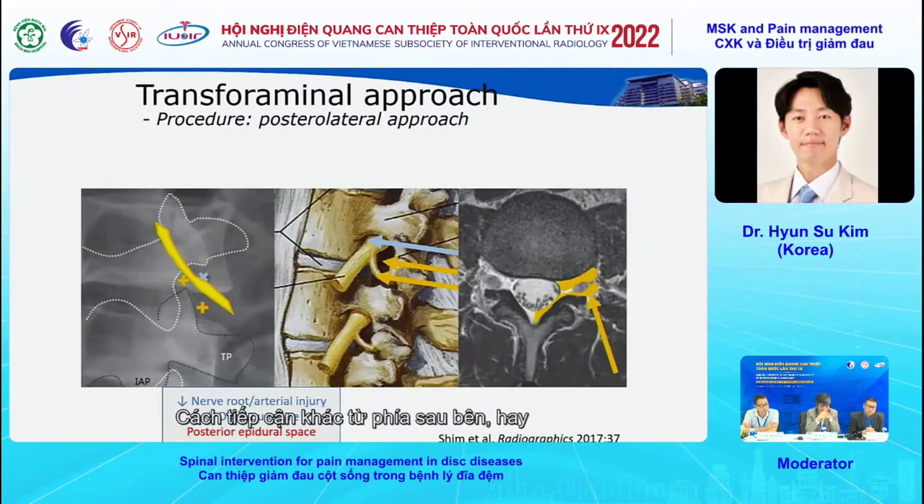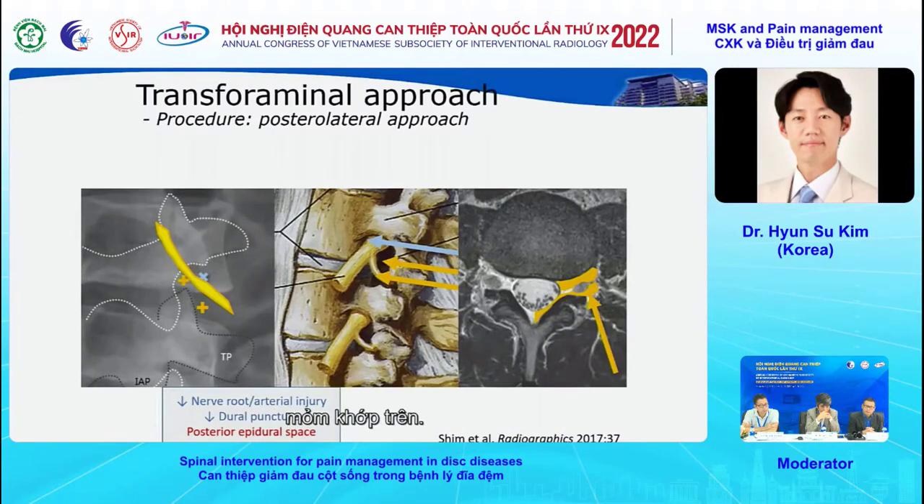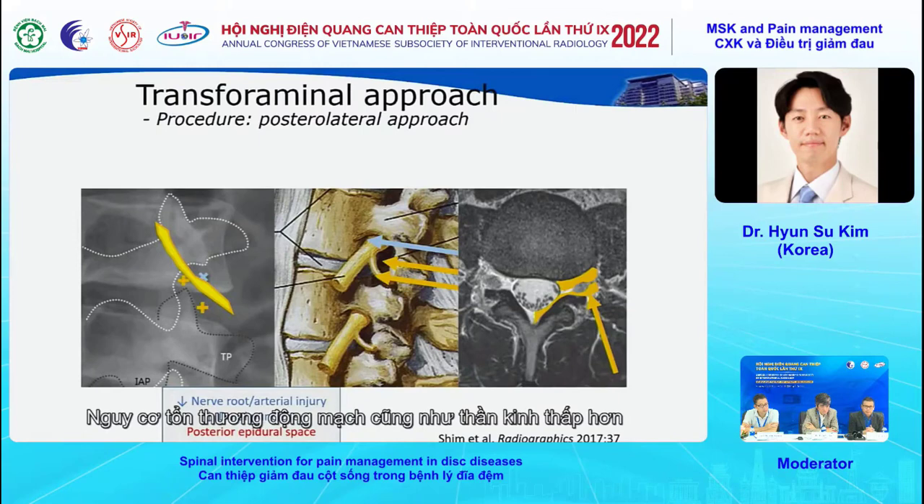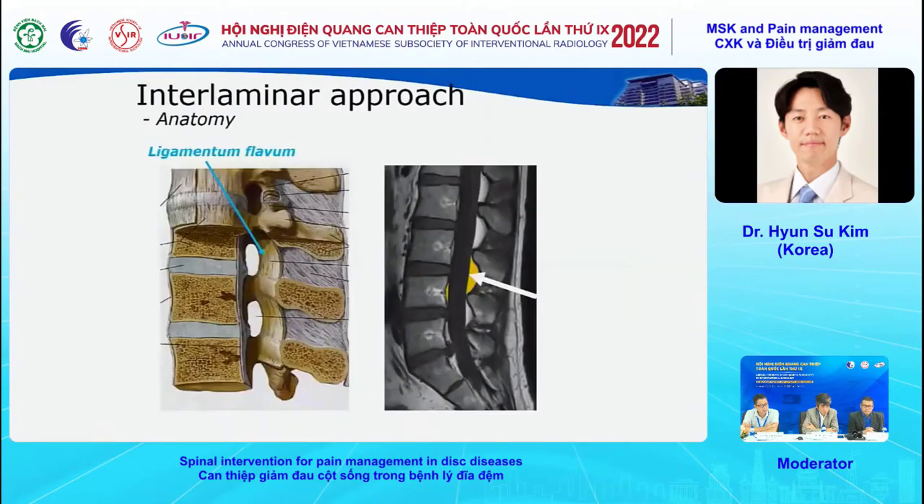Alternative approach called posterolateral or retroneural approach has been suggested. And in this approach, we target area close to pars interarticularis or superior articular process and place the needle tip posterior to the nerve root. Through this approach, we can deliver drug at the posterolateral corner of the epidural space. In this approach, risk of nerve root irritation or arterial injury could be lower than those in supraneural approach.